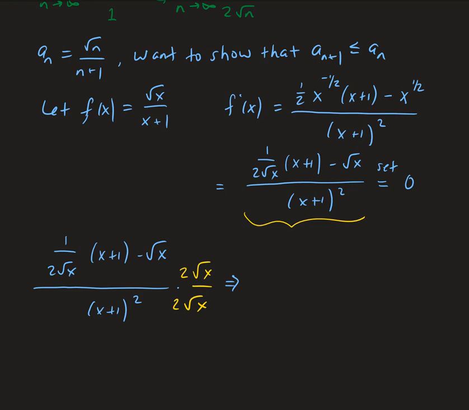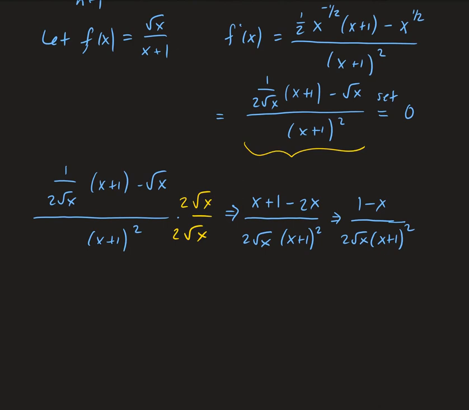So that's going to be x plus 1 minus, so 2 root x times root x will give us 2x. And on the bottom, that's going to give us 2 root x times x plus 1 squared. So this is going to leave us with 1 minus x, all divided by 2 root x times x plus 1 squared. Now we can set this equal to 0.